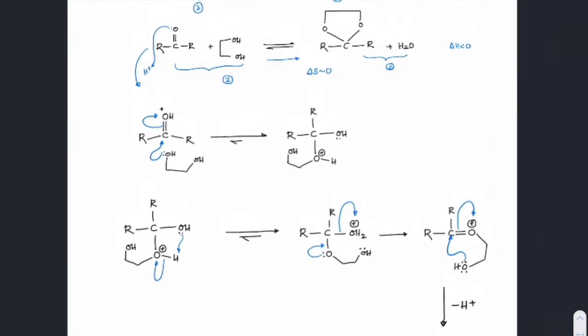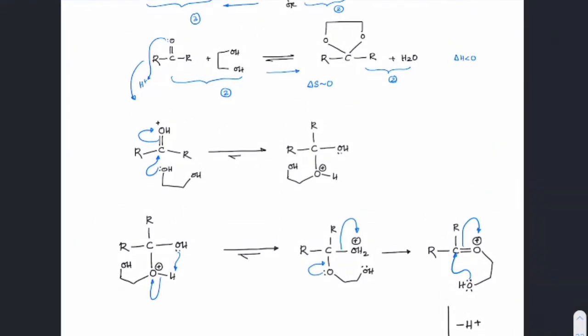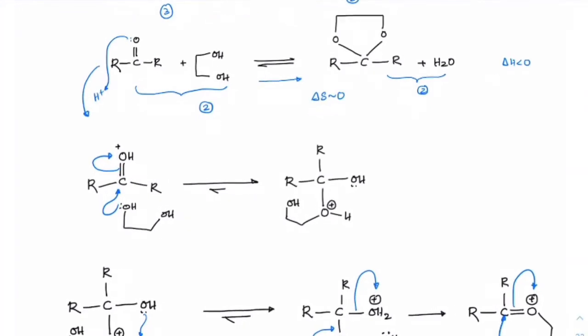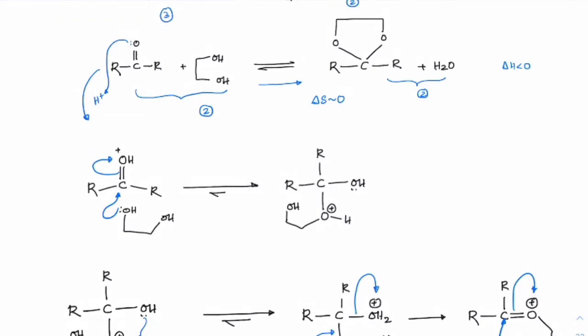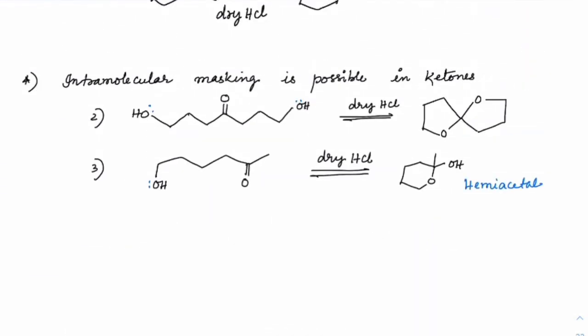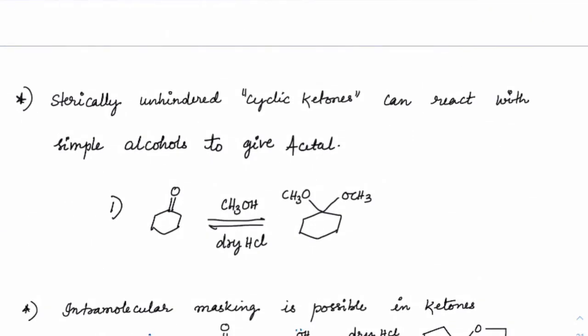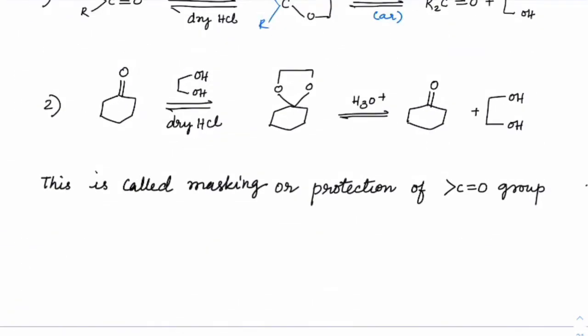So cyclic acetal will help in masking the aldehydes or ketones better, as compared to normal alcohols. I hope all of you understood that, right? So now let us get back here. That's what I was trying to tell about masking. I hope you understood what we mean by masking. So basically we are protecting that C double bond O case.